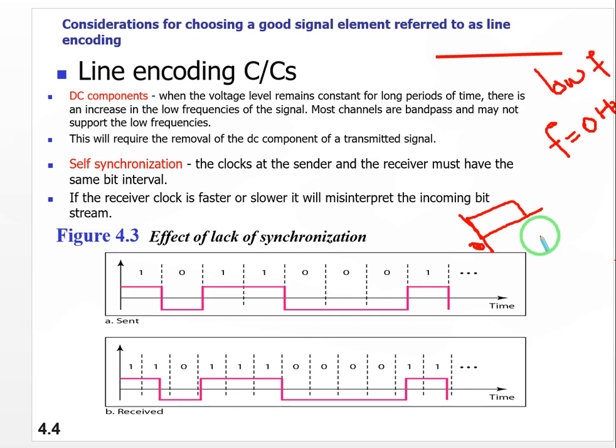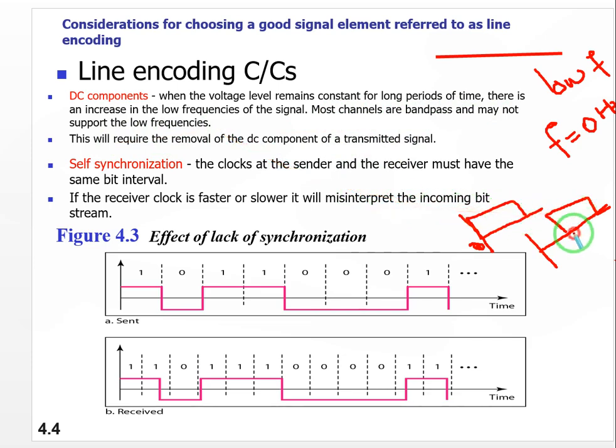Then we have the band pass channel. Band pass channels are those channels which start from the middle of the frequency range and go up. Middle of the frequency means it may start from 5 hertz, 10, 40, 50, 60 and so on. So low pass starts from zero and band pass starts from some value. That's why it's called band pass, and that's why it is said that most channels are band pass and may not support low frequency.